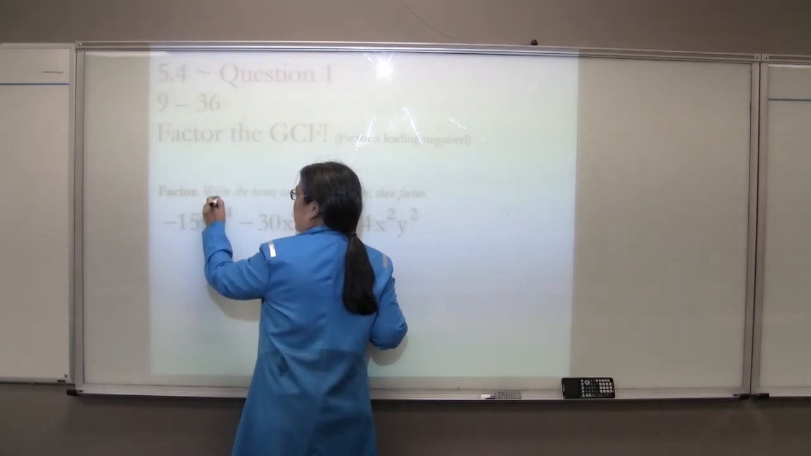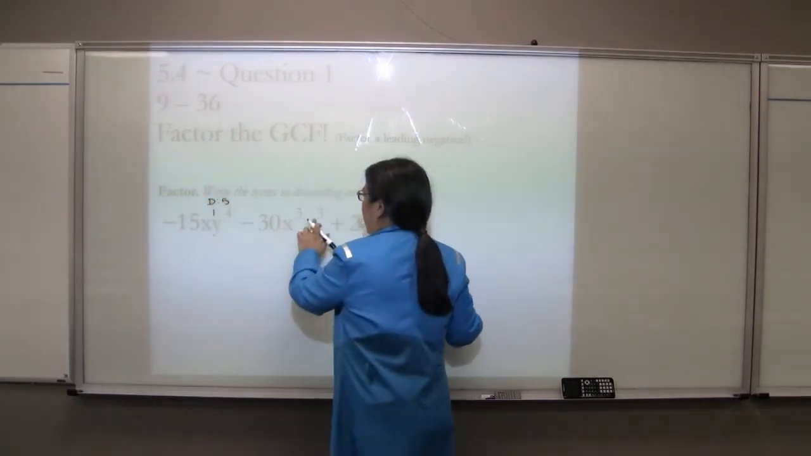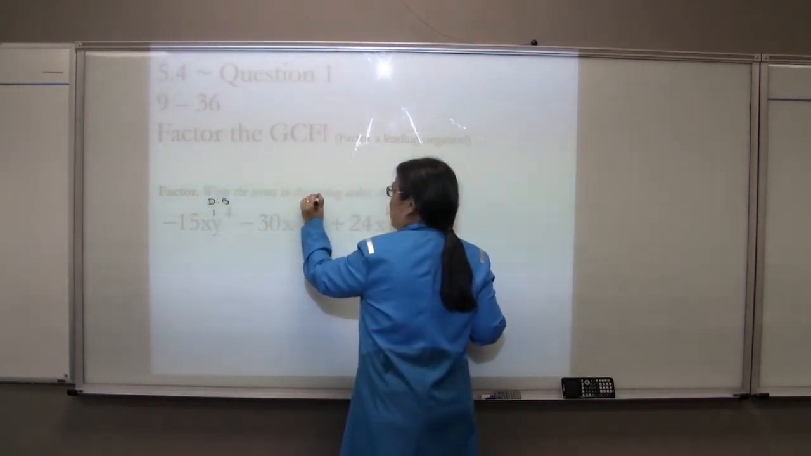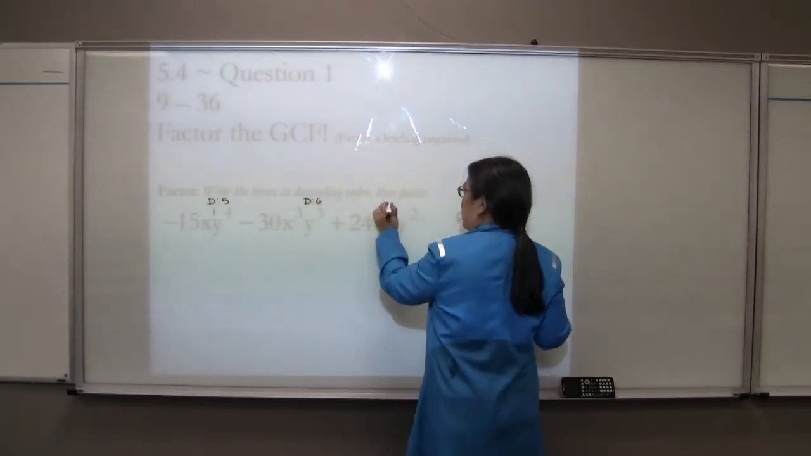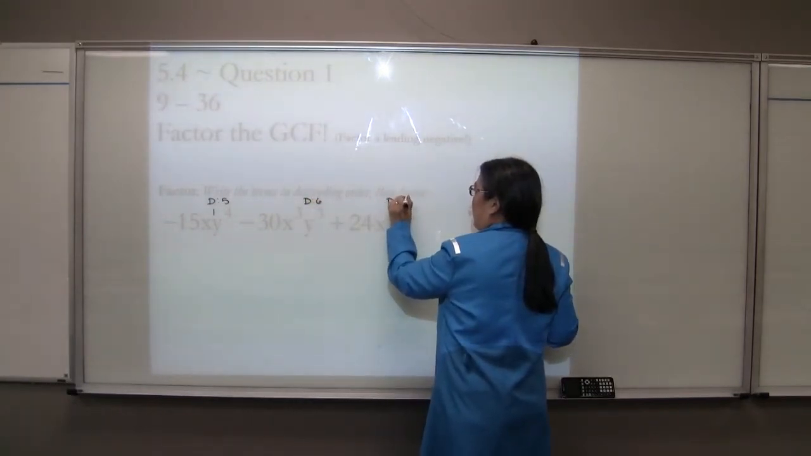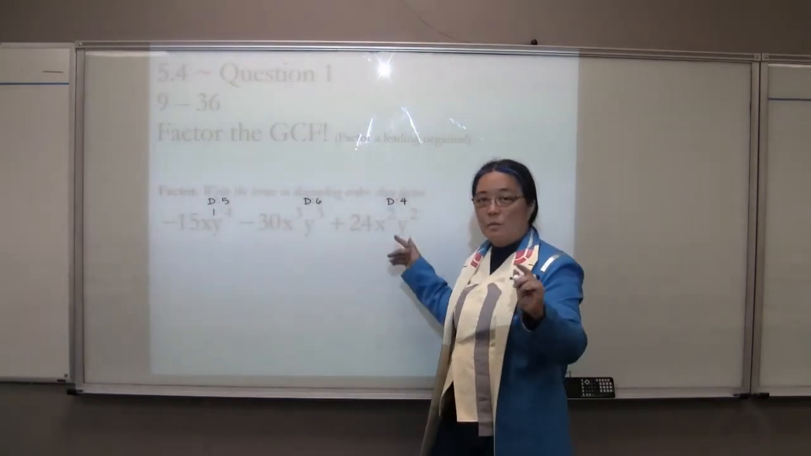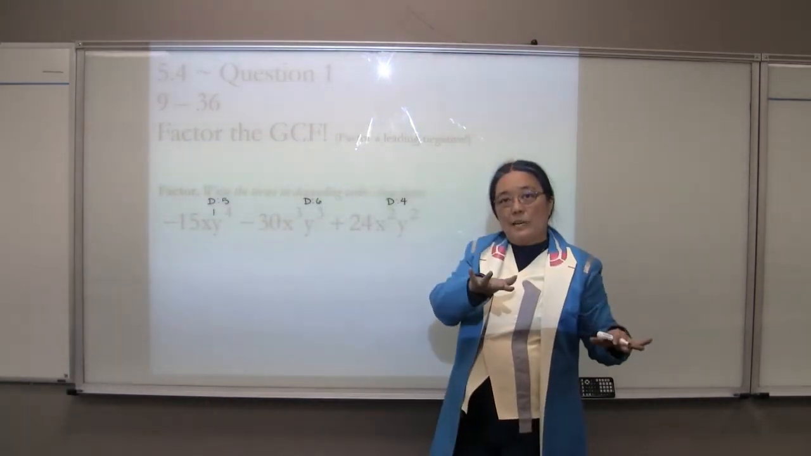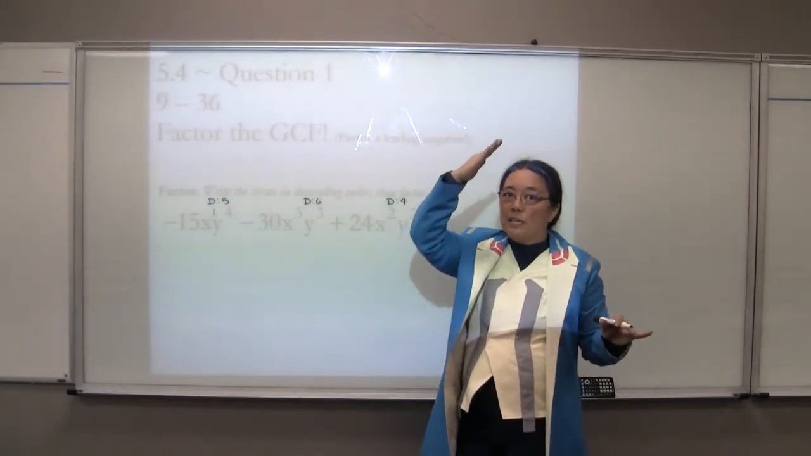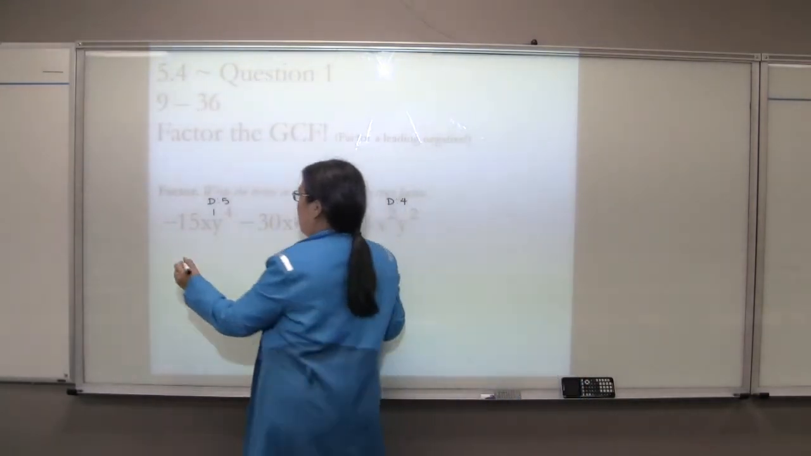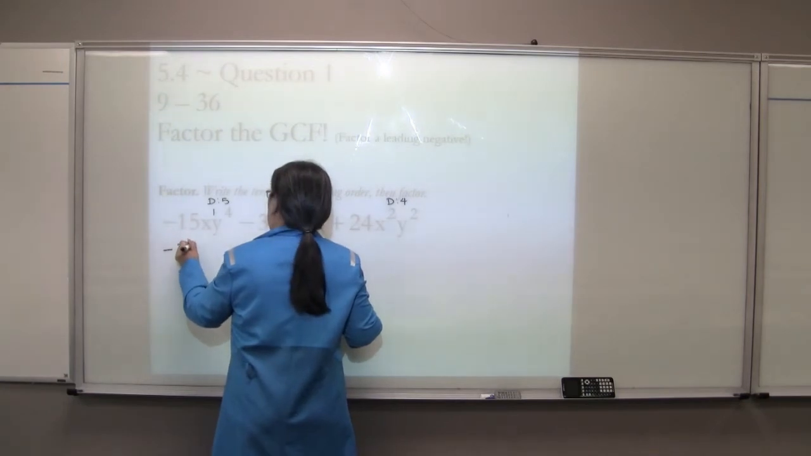So this has a degree of 5. 3 and 3, this has a degree of 6. 2 and 2, this has a degree of 4. That way we know first term, second term, third term. Descending means it's coming down. Ascending would mean it's going up. So, step 1.